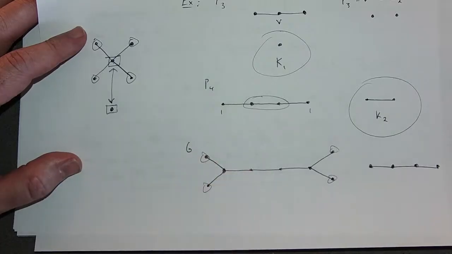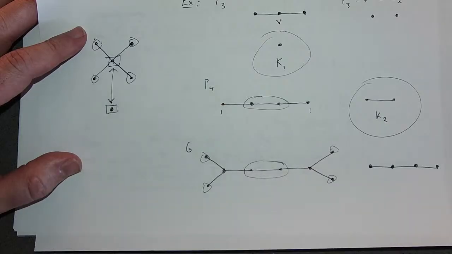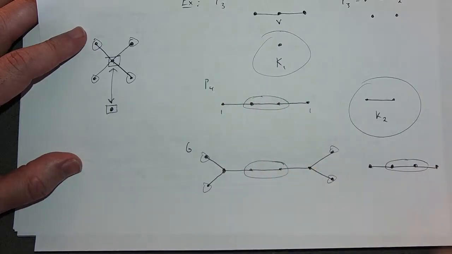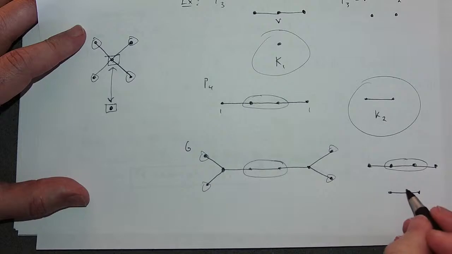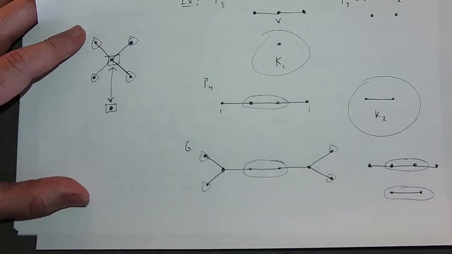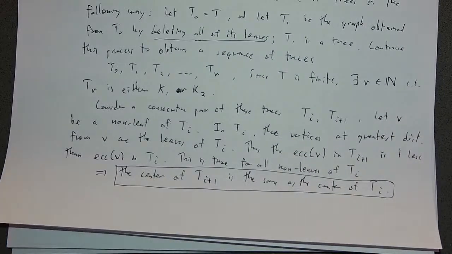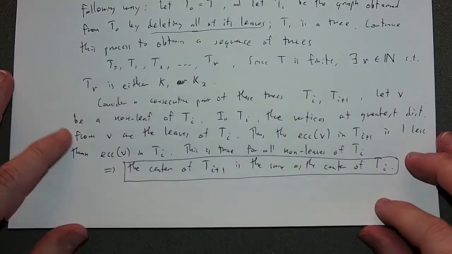Here, what is the center of G? The center is actually these two. When I delete the leaves, I'm left with this. Again, the center is these two. Going one step further, deleting the leaves. Again, the center is the same. Okay, so we're saying that this is true in general, that the center is not altered here.